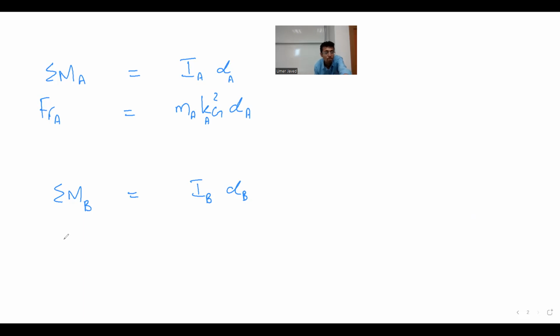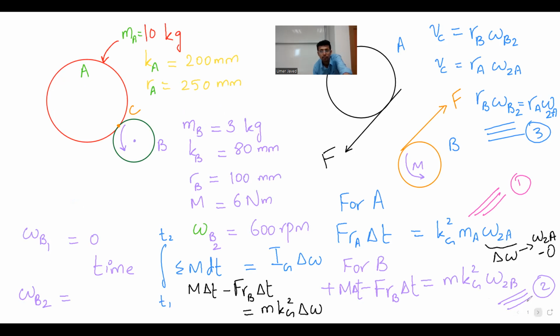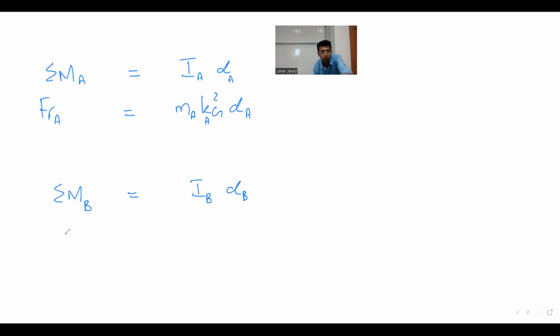No, we don't know F. No, we know F, because F should be equal to M. One minute. Thus we can divide it, so we know all of this. We will get alpha A, and then we will get alpha B. From that, we will divide the RPM value, after we convert it to radians per second, by that alpha to get the time. But we don't have to solve three equations.